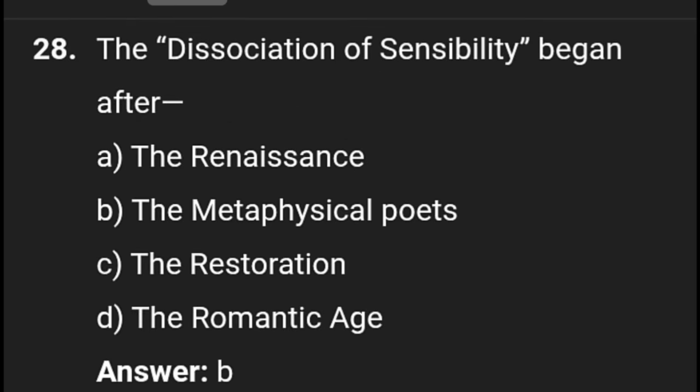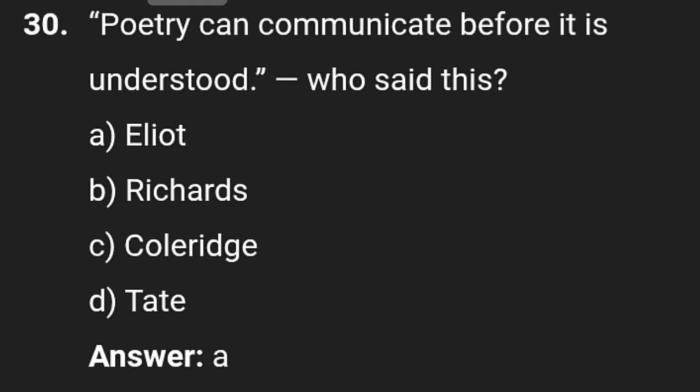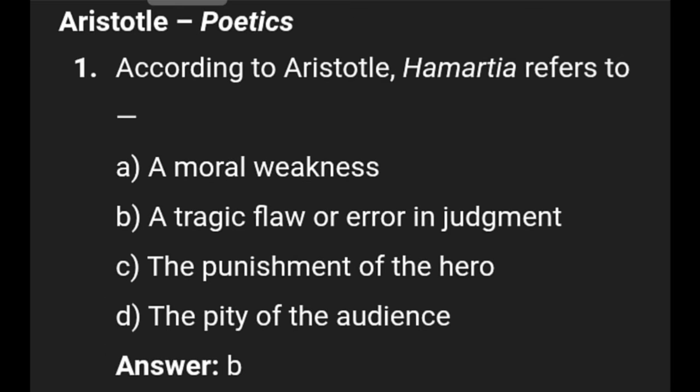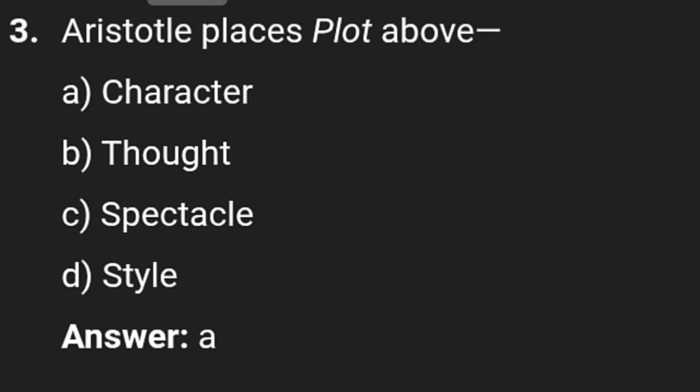Then the dissociation of sensibility began after the metaphysical poets. Then Practical Criticism, 1929, was written by I.A. Richards. Then poetry can communicate before it is understood. Who said this? Eliot. Then question from Aristotle, Poetics. According to Aristotle, hamartia refers to a tragic flaw or error in judgment. Then the highest form of tragedy according to Aristotle evokes pity and fear. Then Aristotle places plot above character.